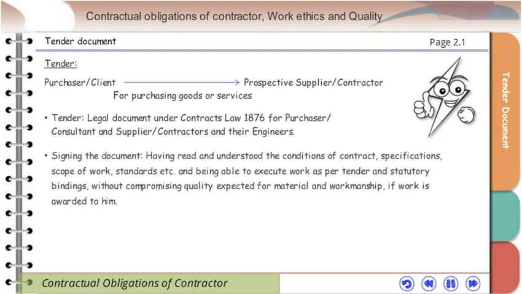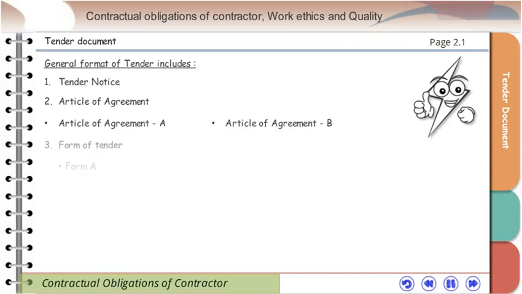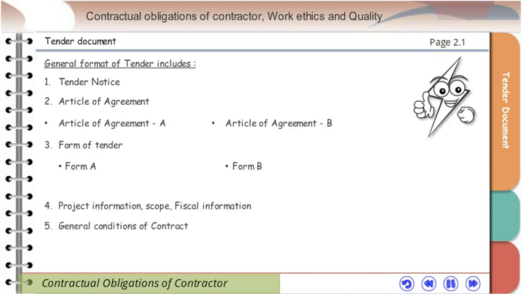Signing the tender document means the contractor has read and understood the conditions of contract, specifications, scope of work, standards, etc., and is ready to execute work as per tender and statutory bindings without compromising quality expected for material and workmanship if work is awarded to him. Hence, it is advisable to understand what is being agreed, and the same should be known to the engineers working on the project. The general format of tender includes tender notice, article of agreement, form of tender, project information, scope, fiscal information, general conditions of contract.